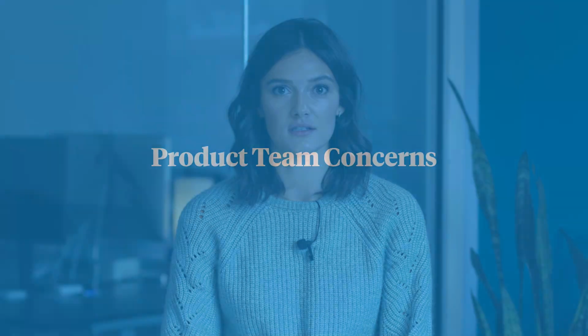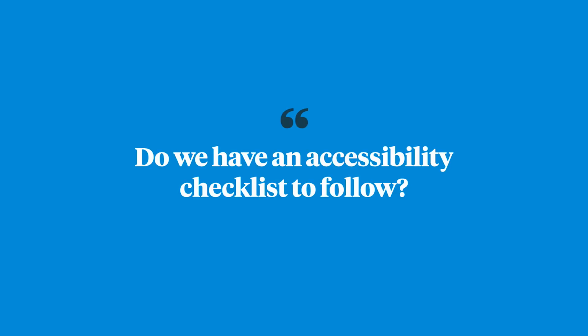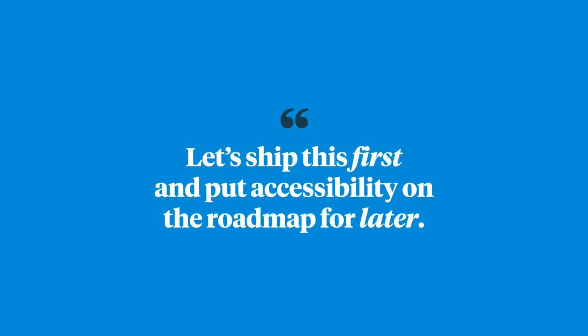To kick us off, I wanted to address two questions I often hear when working with teams on digital products. The first typically comes right after receiving approval for a new project. You'll hear something like, "Do we have an accessibility checklist to follow? We want to make sure we provide enough scope to cover it." The second often comes right after the big deadline approaches. You may hear, "Let's ship this first and put accessibility concerns on the roadmap for later. We'll come back to it."